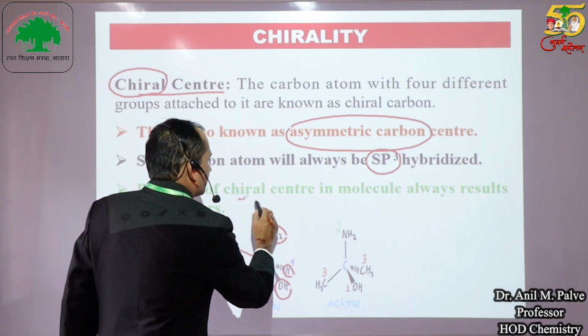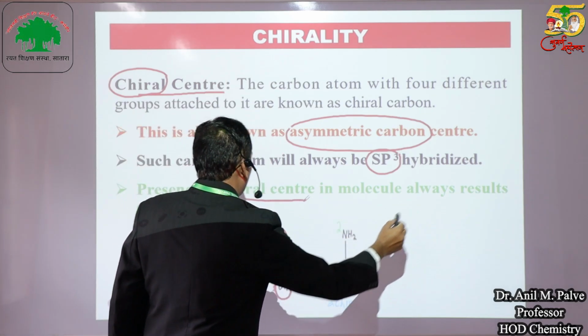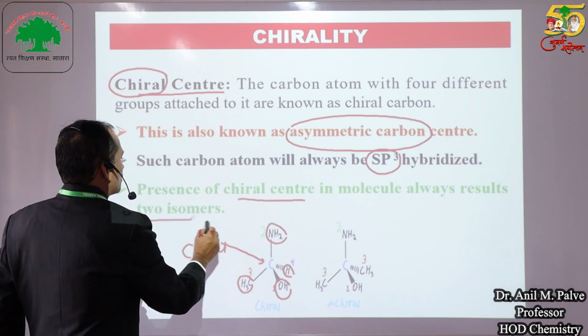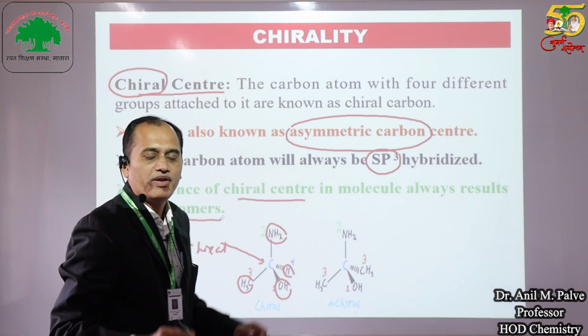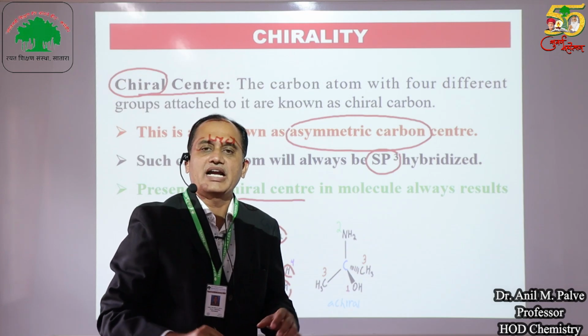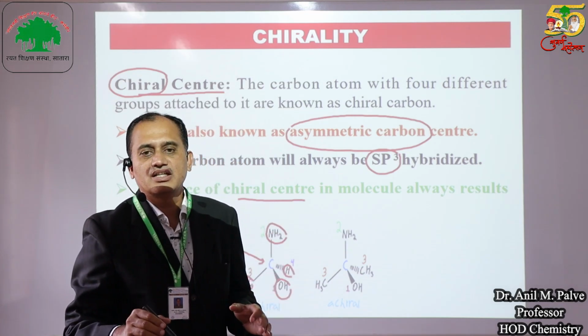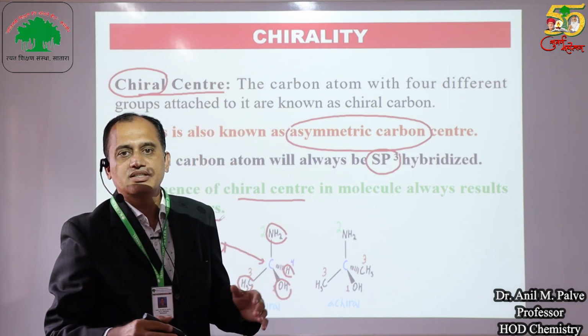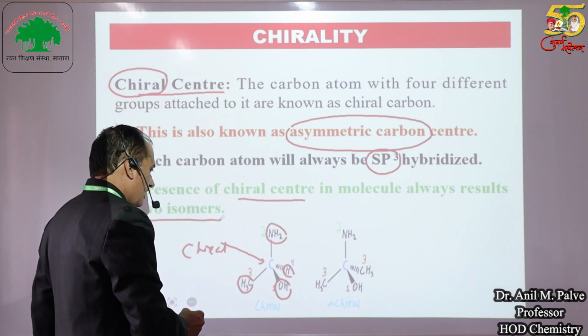Presence of chiral center in molecule always results in 2 isomers. So whenever chiral center is there, at that time please note that it should always contain the 2 isomerism.